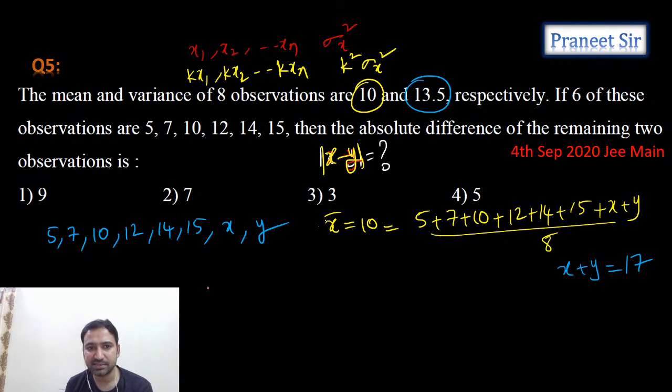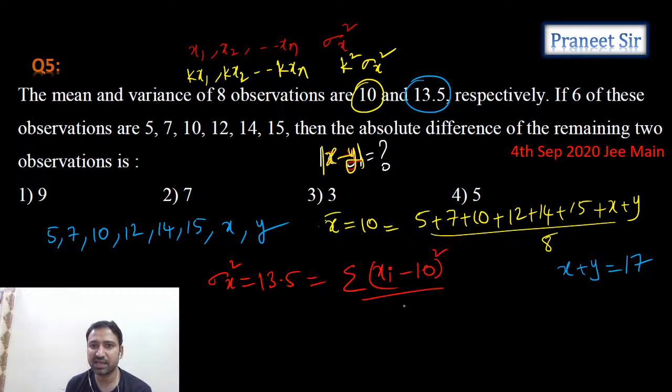So let's take it as sigma x square is equals to 13.5. So tell me, guys, what is the formula? We can use this formula: sigma (xi minus x bar) whole square by n. X bar we just calculated, x bar is 10. N is how much here? There are 8 observations. So we can use this formula for variance.